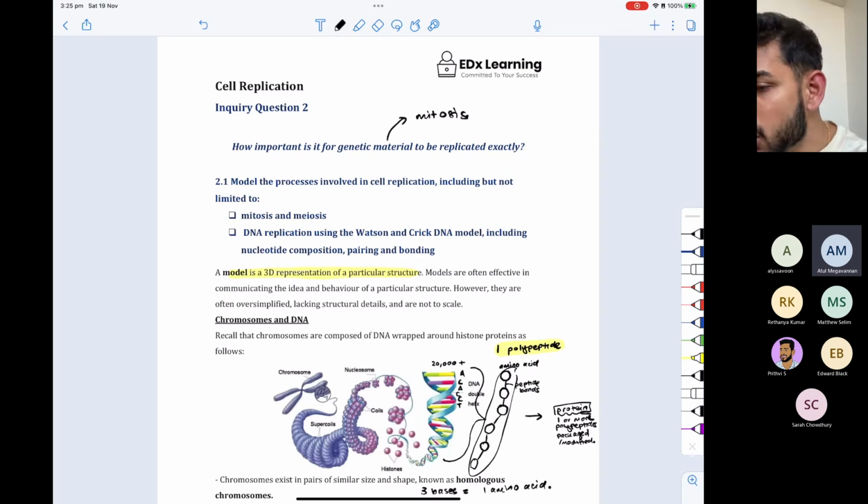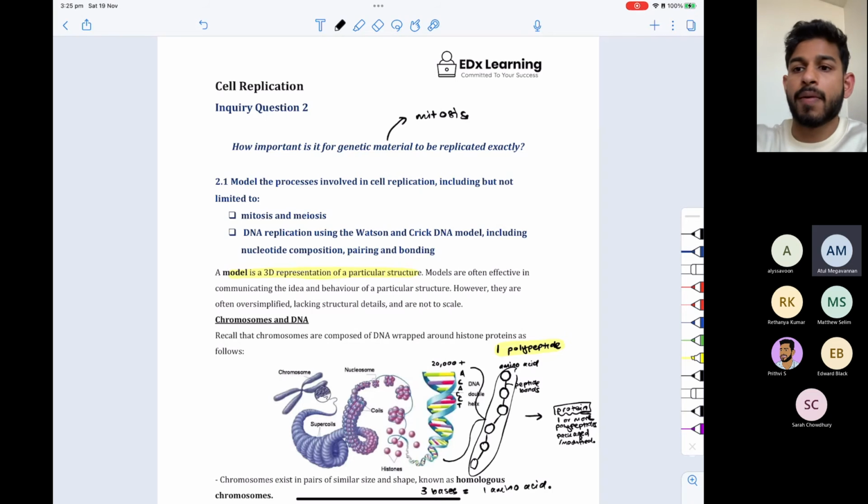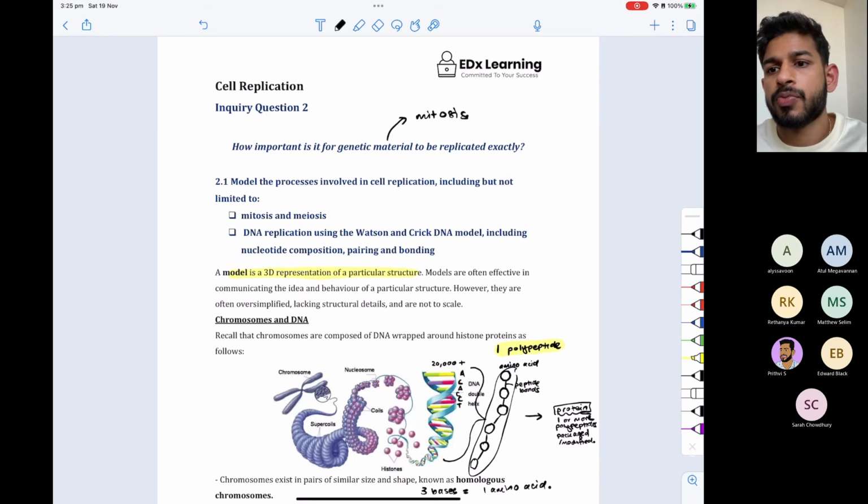Genetic material has to be replicated exactly so that cellular functions can occur the same in every single cell, and so that these functions occur properly and no other functions are void in the cell. Okay, good. Ed, what are the functions of the cell that you need to know for this inquiry question?